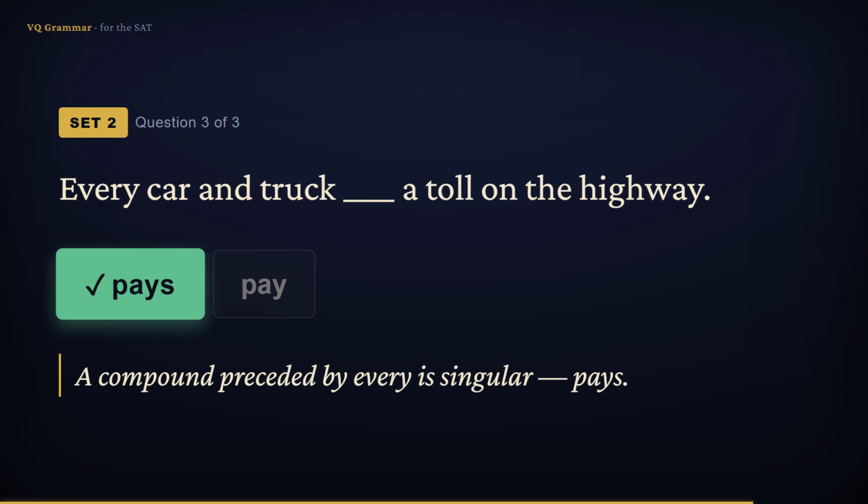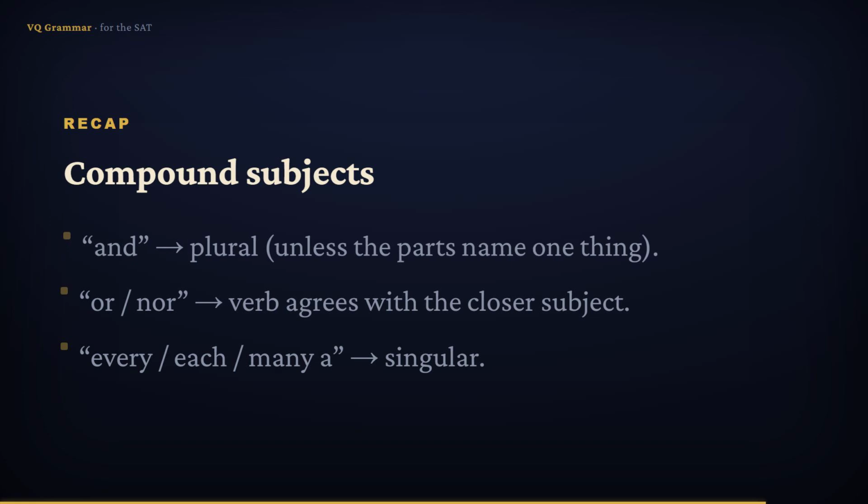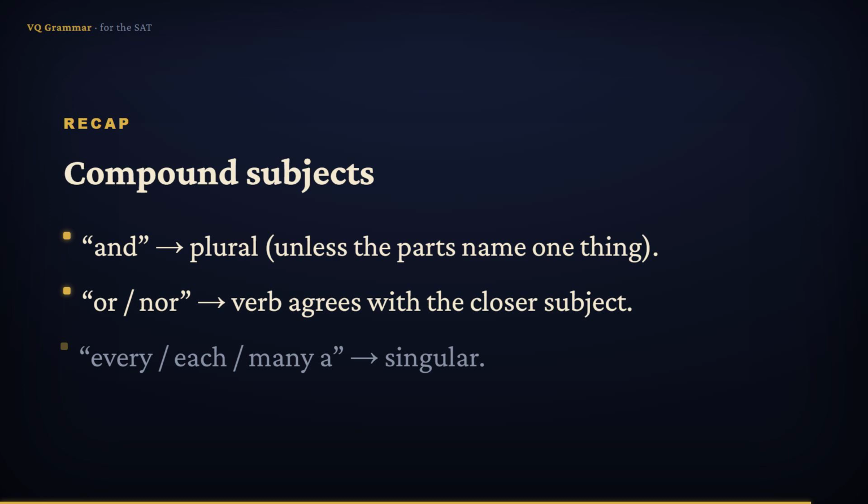Let's wrap up. With compound subjects, the connector tells you what to do. Joined by and, the subject is plural unless the parts name a single thing, like bacon and eggs. Joined by or or nor, the verb agrees with the closer subject. And led by every, each, or many a, the subject is singular. Check the connector first, and the verb follows.